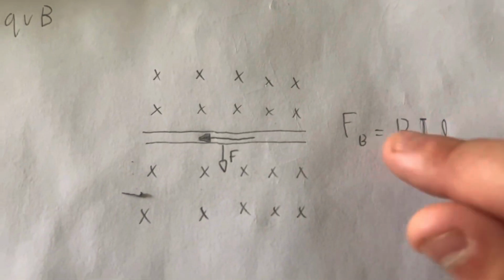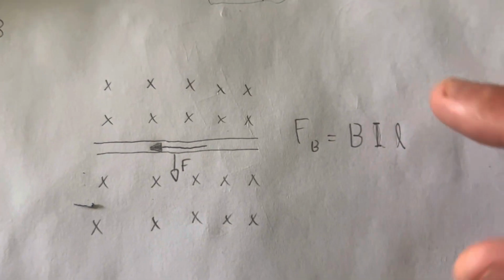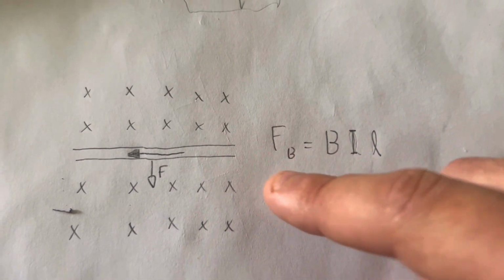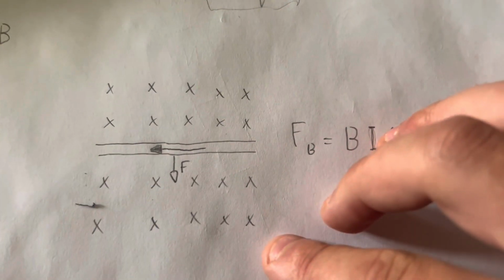Now, if you were to have a wire immersed in a magnetic field, it would still be forced down. Now, you can figure the force of that, and the force equals BIL, or force equals Bill, is the way I like to remember it.